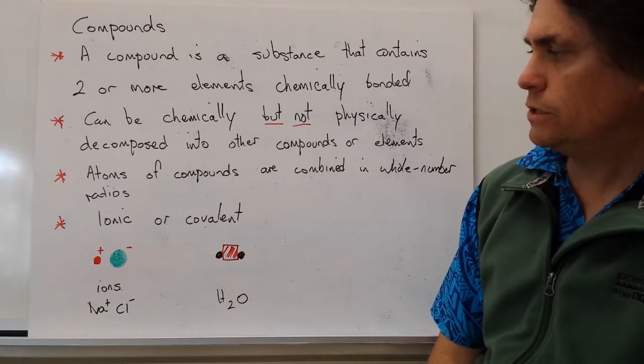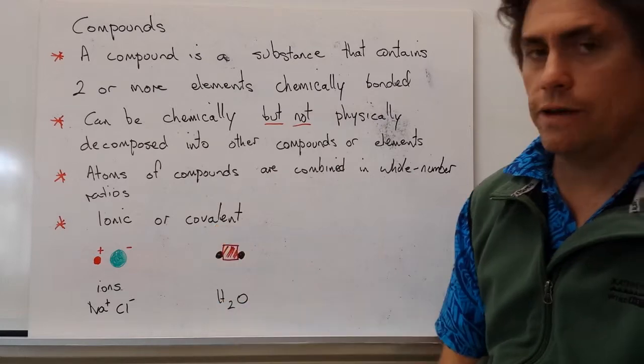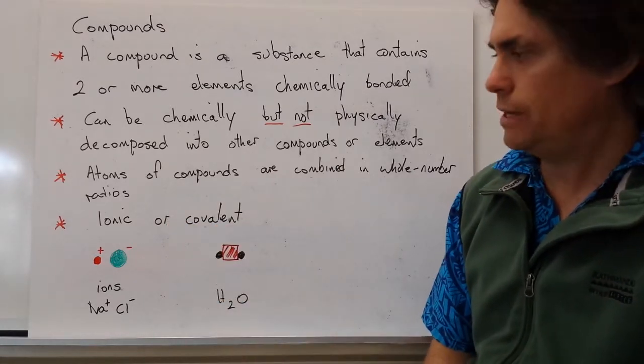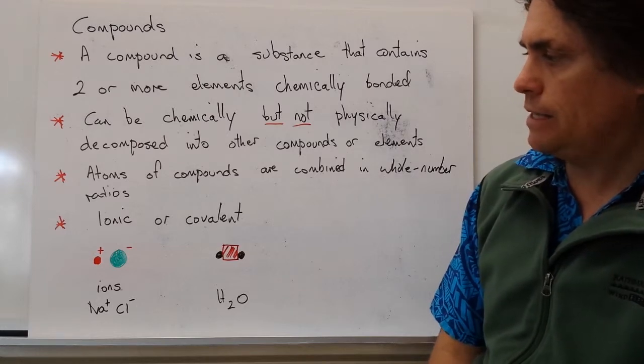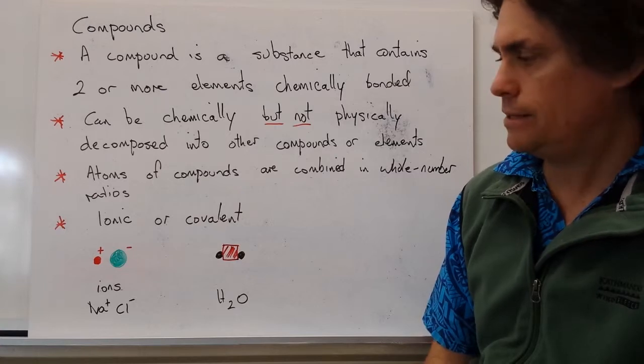So we've got two different types of compounds. We have what are known as ionic and we have what are known as covalent compounds. Sometimes you'll see covalent written as molecular compounds. Now they differ in terms of what type of bonding takes place between the atoms.